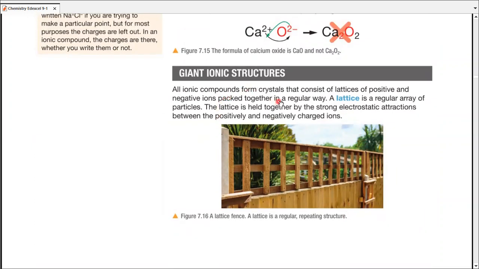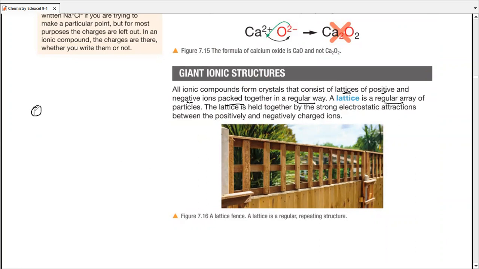This is giant ionic structures. Now, all ionic compounds form crystals. Crystals means they are solid at room temperature. Crystal means that they have a specific shape. Now these crystals are known as lattices. Why do we use the word lattice? Actually, lattice is the positive and negative ions packed together in a regular way. So it's actually like a regular array. When I use the word array, it means something arranged like this.